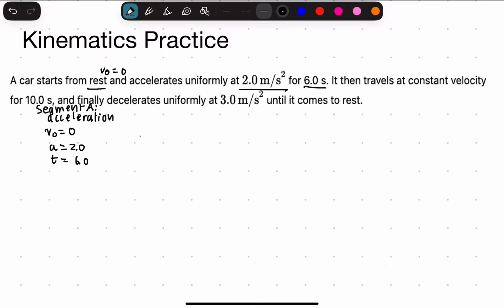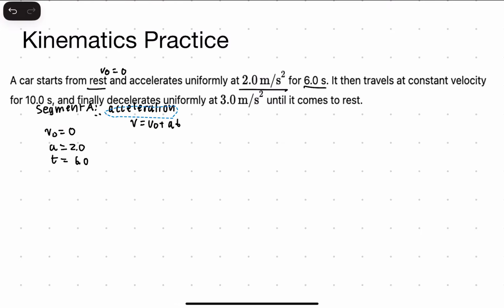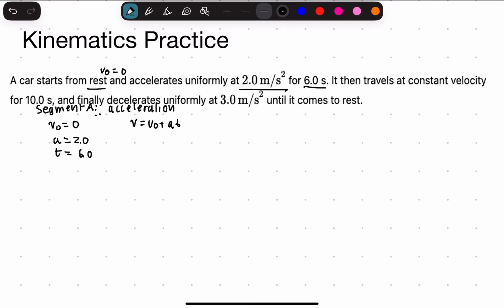Now, we can find the final velocity using the formula v is equal to v initial plus acceleration times time. Plugging in our values, we have 0 for v initial, we have 2.0, and we have 6.0, and that's going to be 12 meters per second.